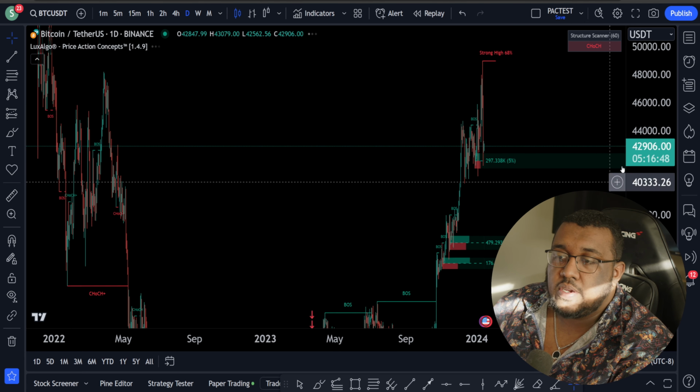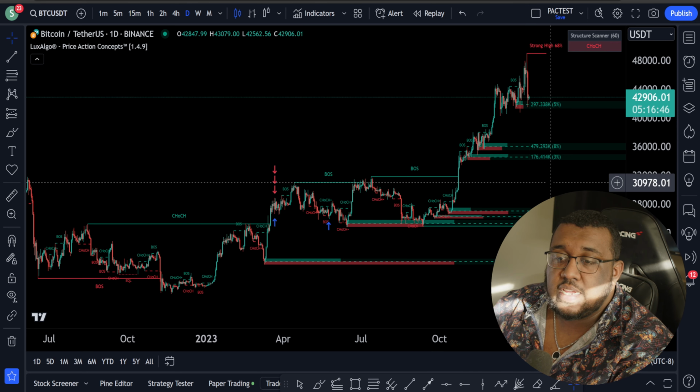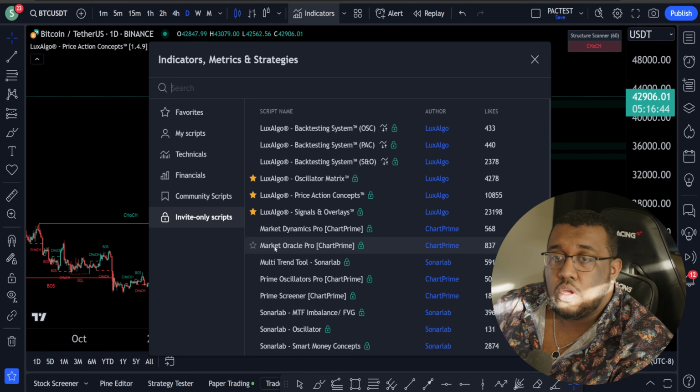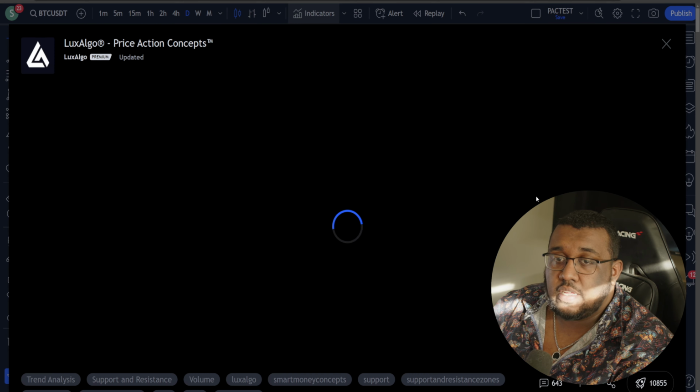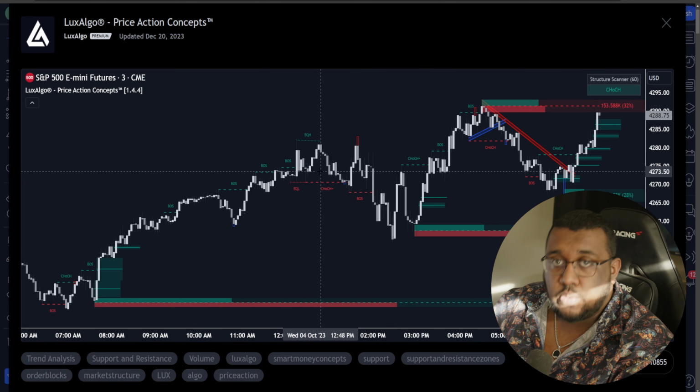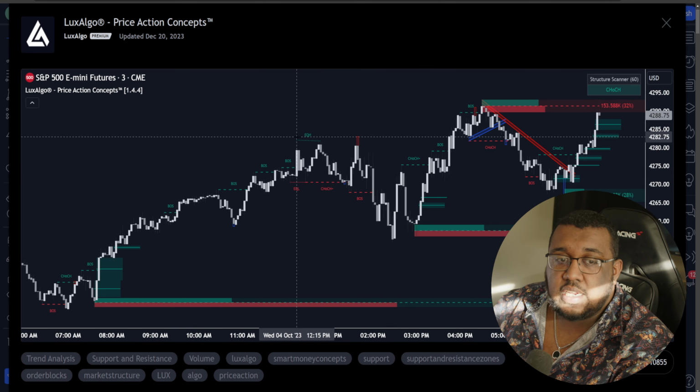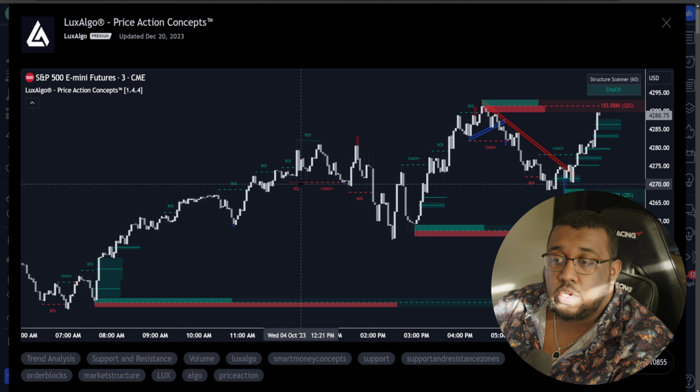So let's go back over here to the daily chart and explain what everything is. And for that, we're going to go back over here to invite only scripts, back over here to price action concepts. And you see this little button right here that says read more. I want you guys to click on it. It's going to open a page within the page you're working on, and it's going to give you guys a bunch of information that we're going to go over together.